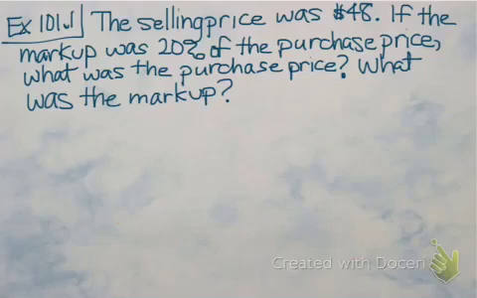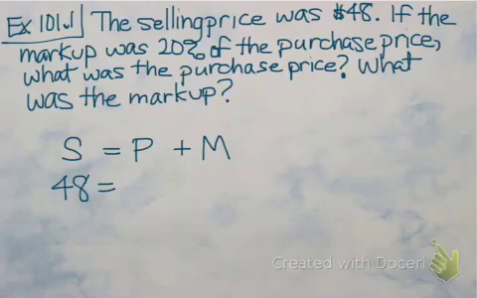The selling price was $48. If the markup was 20% of the purchase price, what was the purchase price and what was the markup? So we're going to start with our equation, S equals P plus M. Selling is the purchase plus the markup. And we know that the selling price was $48. Then we know that the markup was 20% of the purchase price. So 20% of P equals M.